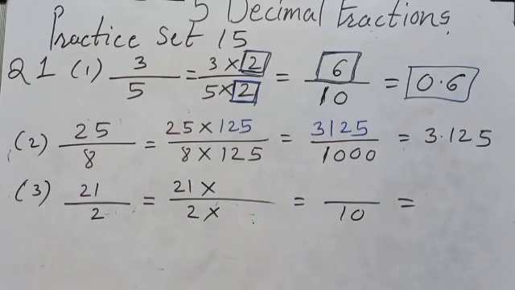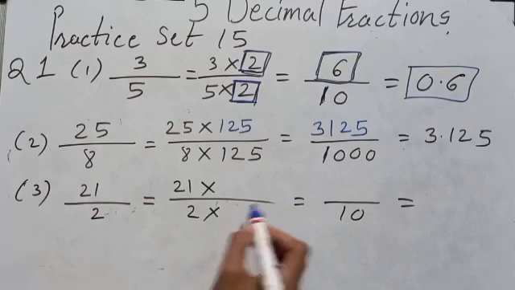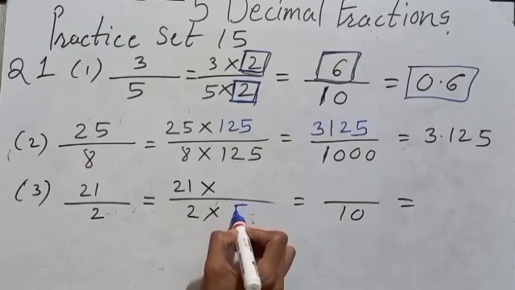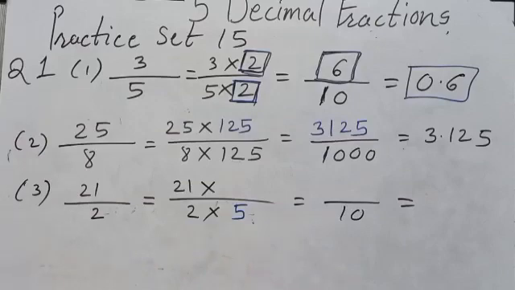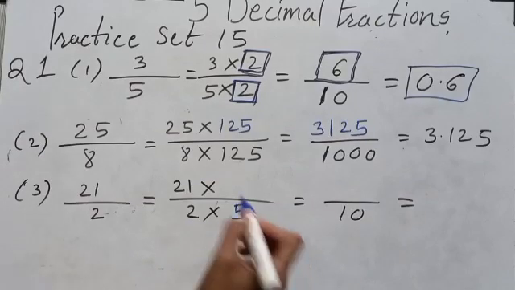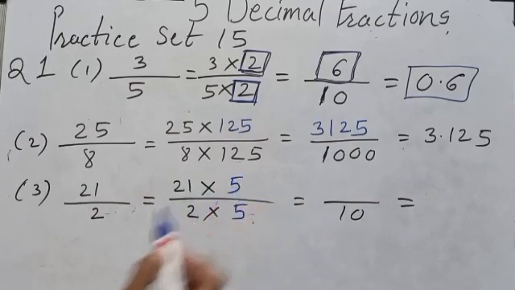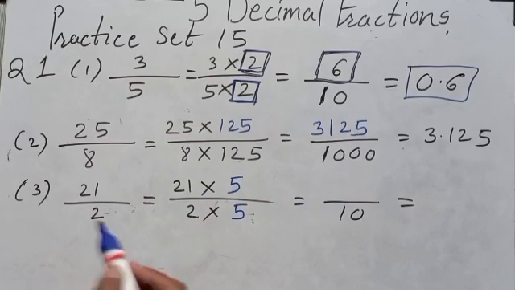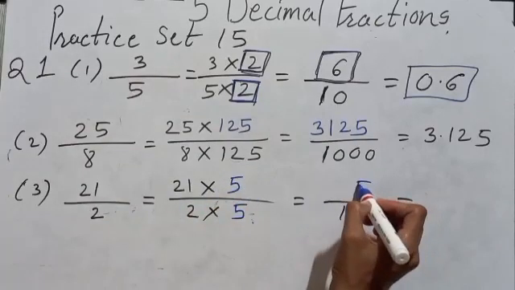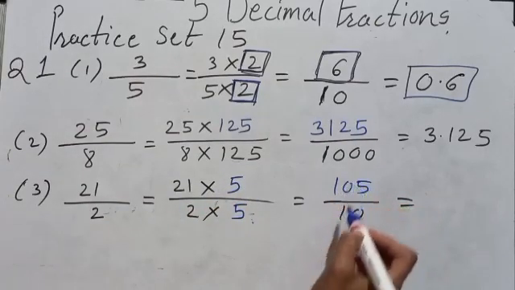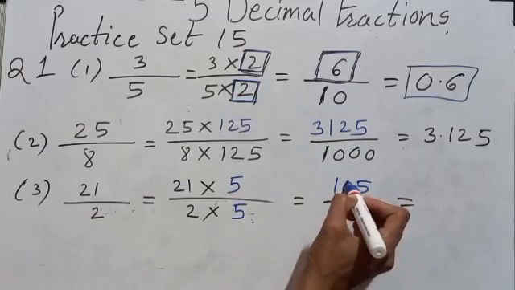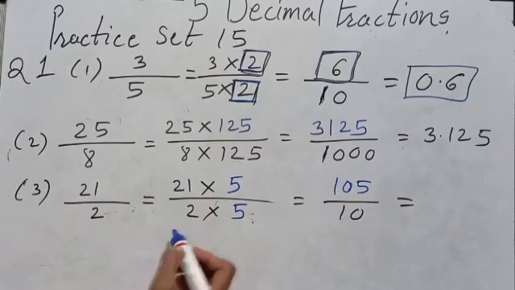So say the table of 2. 2 1s are 2, 2 2s are 4, 2 3s are 6, 2 4s are 8, 2 5s are 10. So here I must multiply with 5. If I multiply the denominator by 5, with the same number I should multiply the numerator also. So 21 into 5. 21 5s are 105, and 2 5s are 10 is already there.